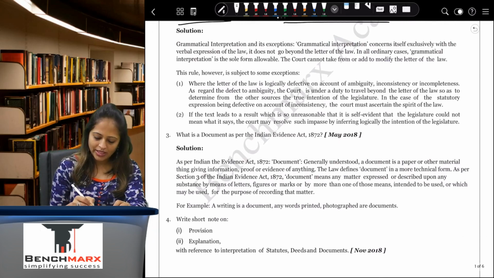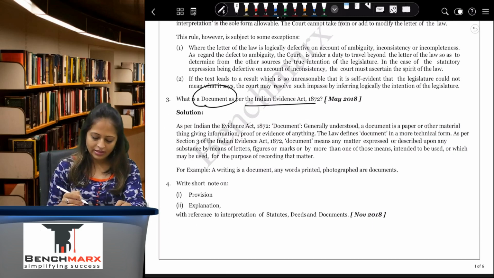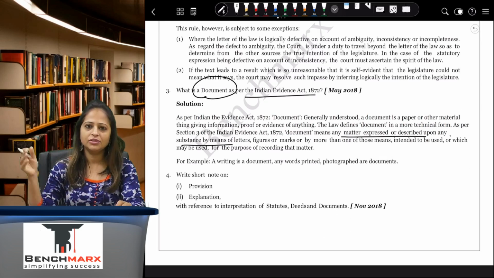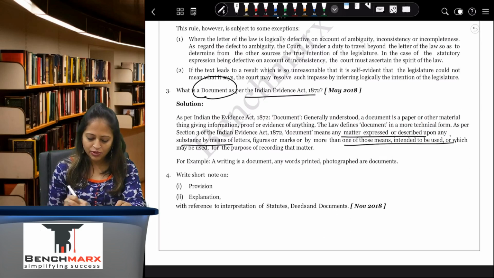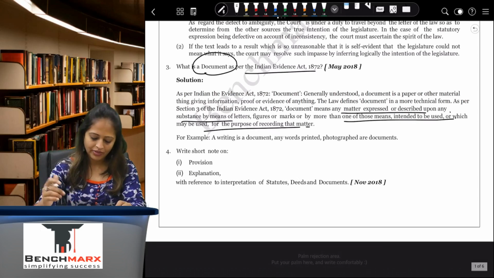What is a document as per Indian Evidence Act? Again, something that we have studied, that it is any matter expressed or described upon any substance by means of letters, figures, words, and which can be used for recording that particular matter will be called a document.